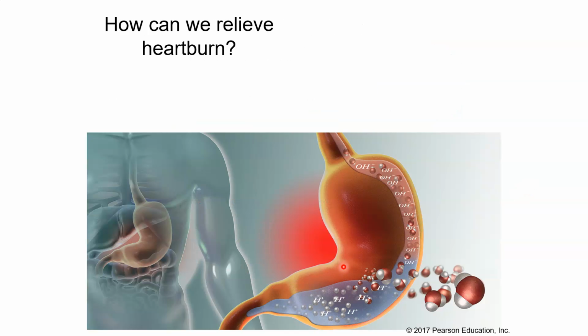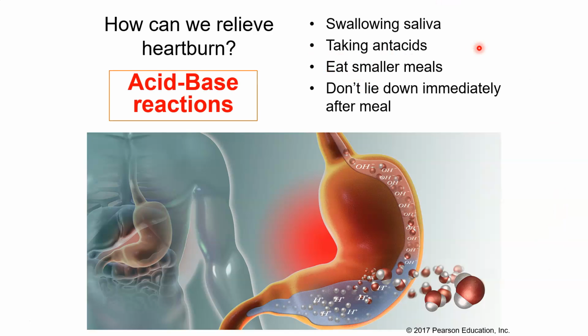So how do we stop heartburn? Well, there's a number of ways to do this, but one of the ways is to try and neutralize all of the acid that's in the stomach. And you can take antacids to do that. The other way is to try to control the environment and not let it get too out of balance. So eating smaller meals, making sure you swallow regularly and stay hydrated, not lying down immediately after a meal. And then in addition, taking certain drugs that inhibit some of the proton pumps that are in your stomach to lower the acidity can also help.